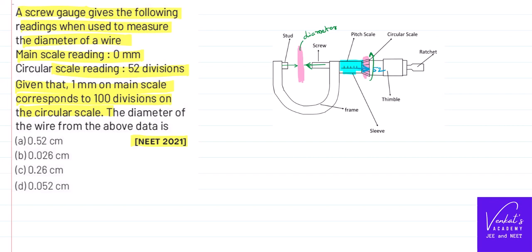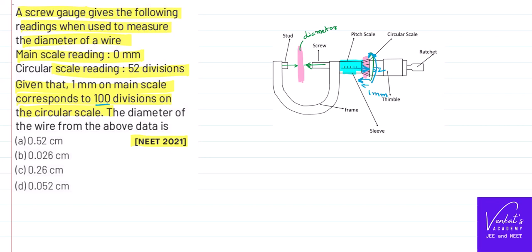What's the meaning of this? Let's understand a little carefully. When you rotate this circular scale forward, that entire circular part moves forward on the pitch scale or main scale. When you move the circular scale one complete rotation, it covers 100 divisions. So when 100 divisions are completed, it advances on the pitch scale by 1 unit, or 1 millimeter. That was what was given for you.